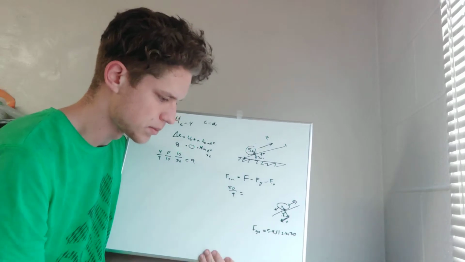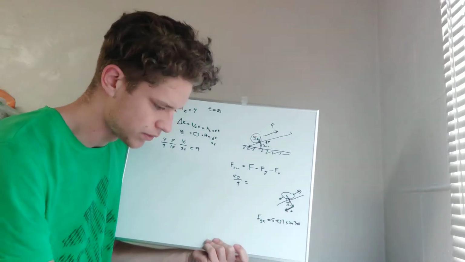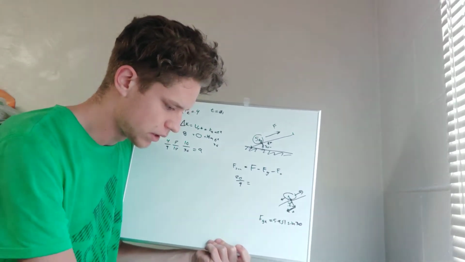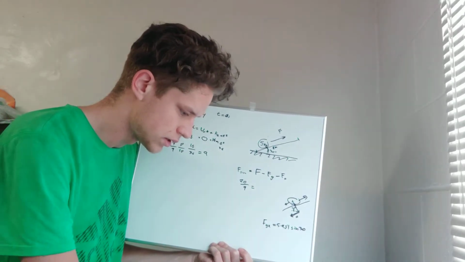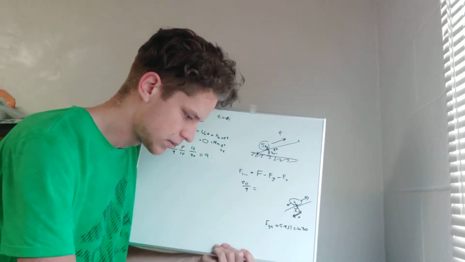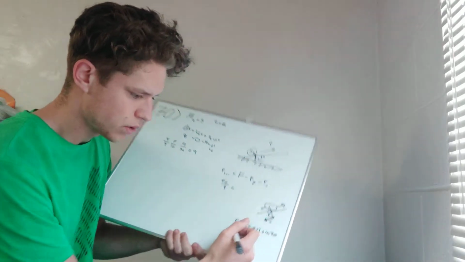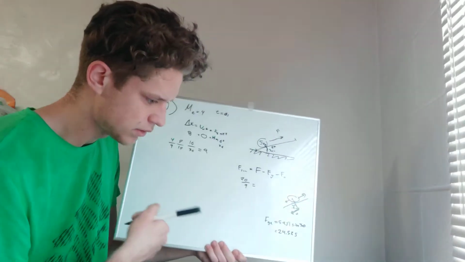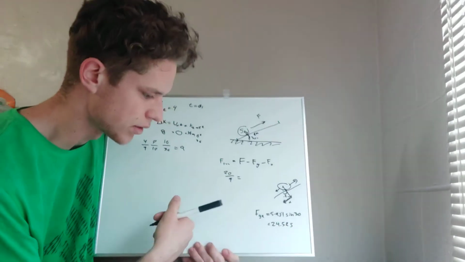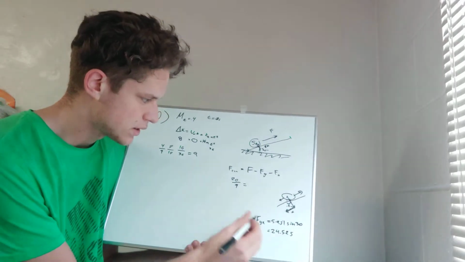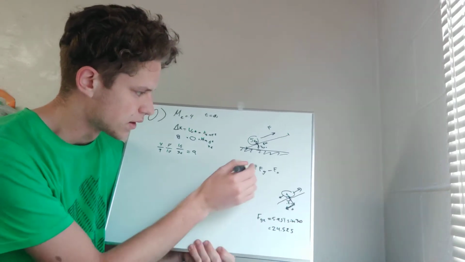I could do this by hand, or I could use the calculator that's right in front of me. So 5 times 9.81 times the sine of 30 equals 24.525. I believe that is pretty exact, so we're just going to leave it like that. So that is this guy up here.